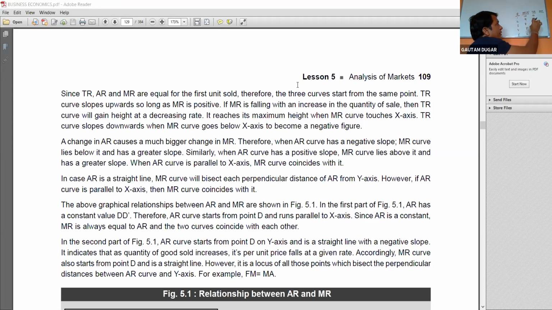So what is marginal revenue? First is 10, then 18 minus 10, because MR is TRn minus TRn-1. That's simple. It is the extra revenue derived by selling an additional unit of the commodity. 18 minus 10 is 8. 24 minus 18 is 6. 28 minus 24 is 4.